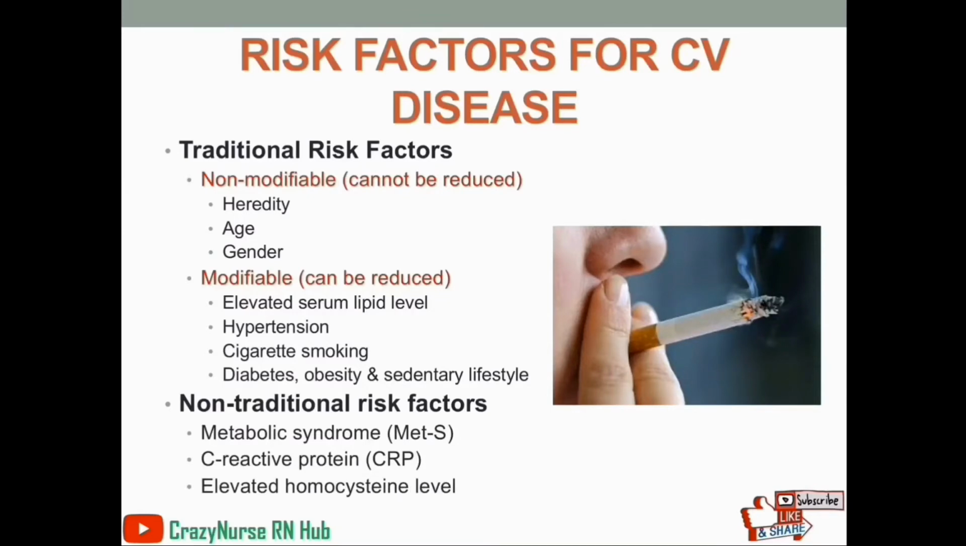Lastly, we have your elevated homocysteine level. Homocysteine is an amino acid that has been shown to be increased in many people with atherosclerosis. Clients with elevated homocysteine levels may have an increased risk of myocardial infarction, cardiovascular disease, cerebrovascular accident or stroke, and peripheral vascular disease.